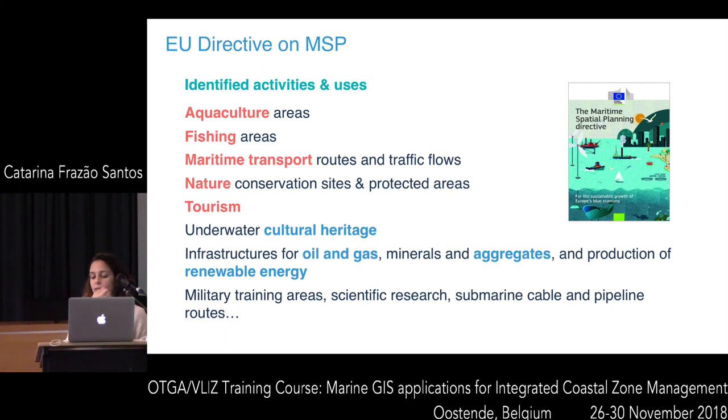And this document, a very short document that was published in 2015, gives you a quick look at the Maritime Spatial Planning Directive. And here they highlight these four topics: aquaculture and fisheries in the EU, the importance of maritime transport, of environmental protection, and of tourism.